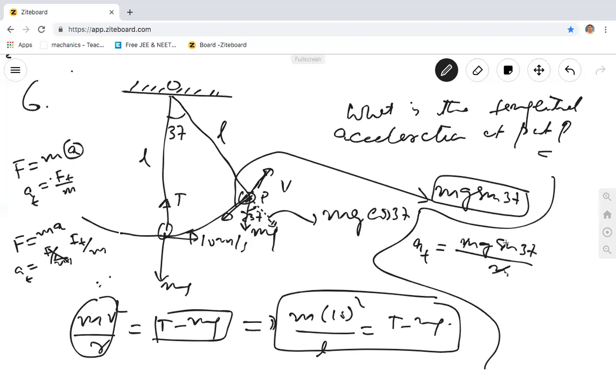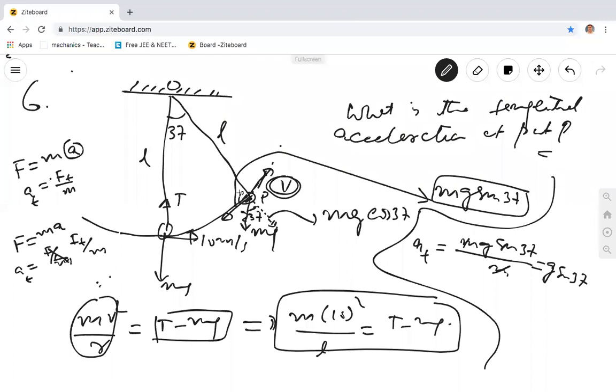This m cancels and this is the answer, g sine 37. The only backward tangential force is this, so the tangential acceleration should be straight away tangential force by mass. It is this tangential acceleration which decreases the speed. I have already told you tangential acceleration is the rate of change of speed. When there is a backward tangential force along this path, along this arc, the backward tangential acceleration is responsible for reducing the speed. And finally, it will stop and come back. Is that right? Yes.